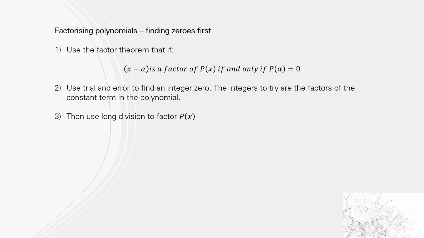So in the last video we looked at factorising polynomials, and one of the theorems we looked at was the factor theorem, where x minus alpha is a factor of p of x if and only if p of alpha equals 0. So if I sub alpha in and it equals 0, we get a factor. From there, you can use trial and error to find an integer zero, the integers to try being the factors of the constant term of the polynomial, and then you can use long division or process of elimination to find the other factors. So that's what we learnt in the previous video.